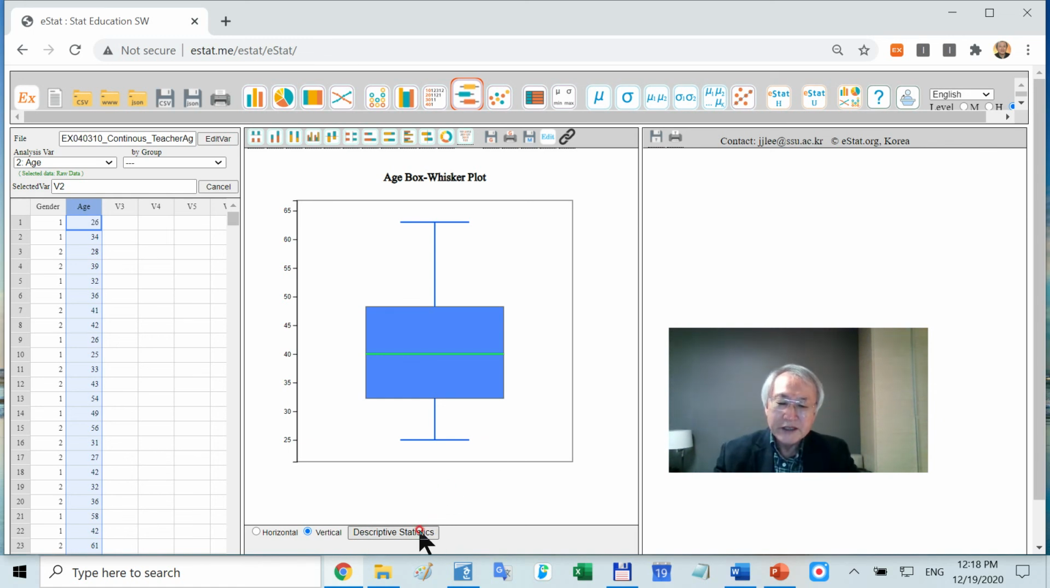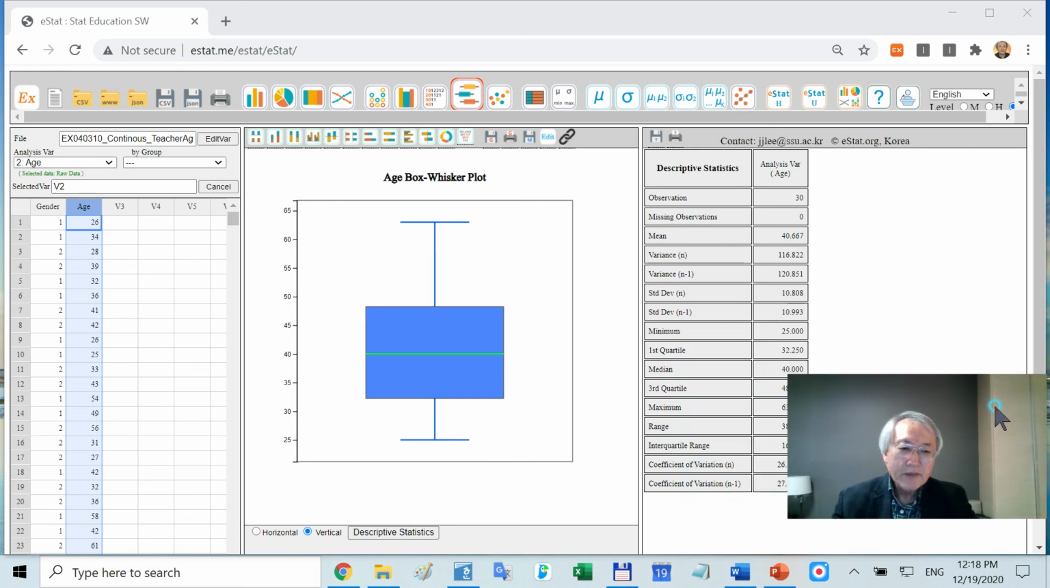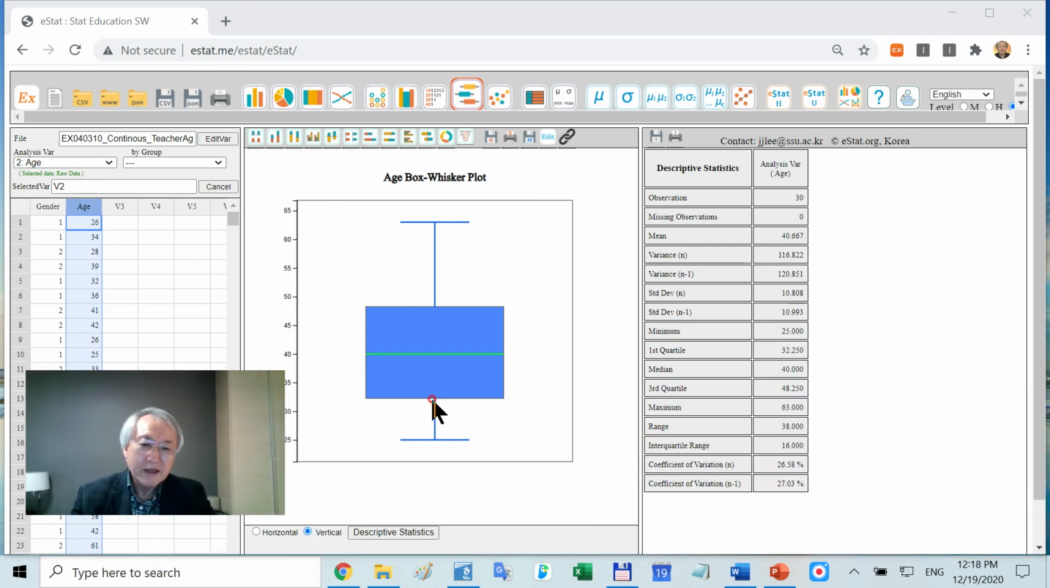You can calculate descriptive measures related to this box plot. You have the mean, variance, and the population variance. If the data is a population, you choose whatever you like. Okay, so n-1 gives the sample variance and sample standard deviation, and there is the corresponding standard deviation, minimum, first quartile, median, third quartile, maximum, range, interquartile range, coefficient of variation.